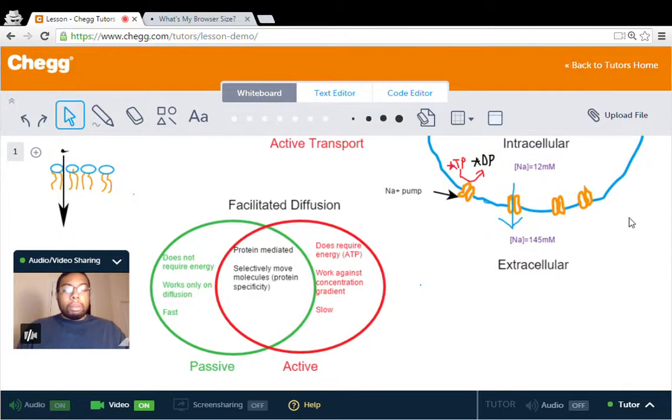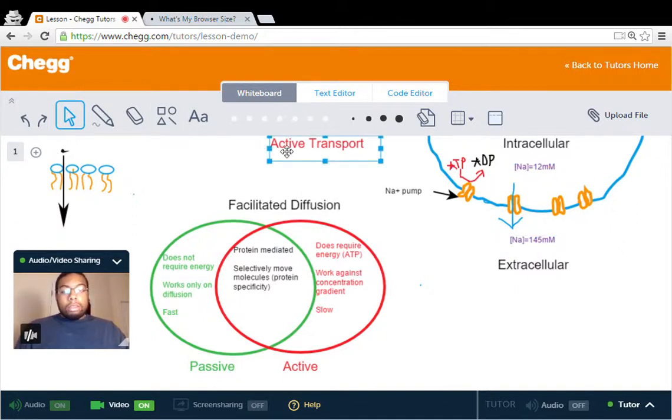So we have a hypothetical cell that has, let's just say, an internal concentration of sodium ions that's about 12 millimolar versus the extracellular concentration, which is going to be 145 millimolar. And this cell has some transmembrane sodium pumps just scattered throughout its phospholipid bilayer.